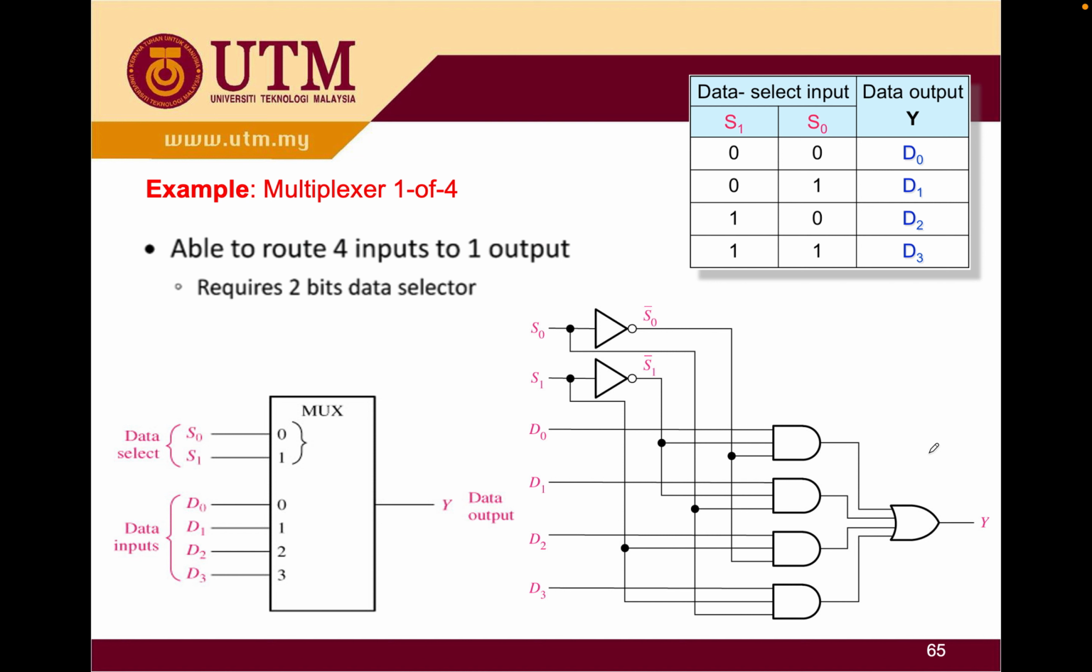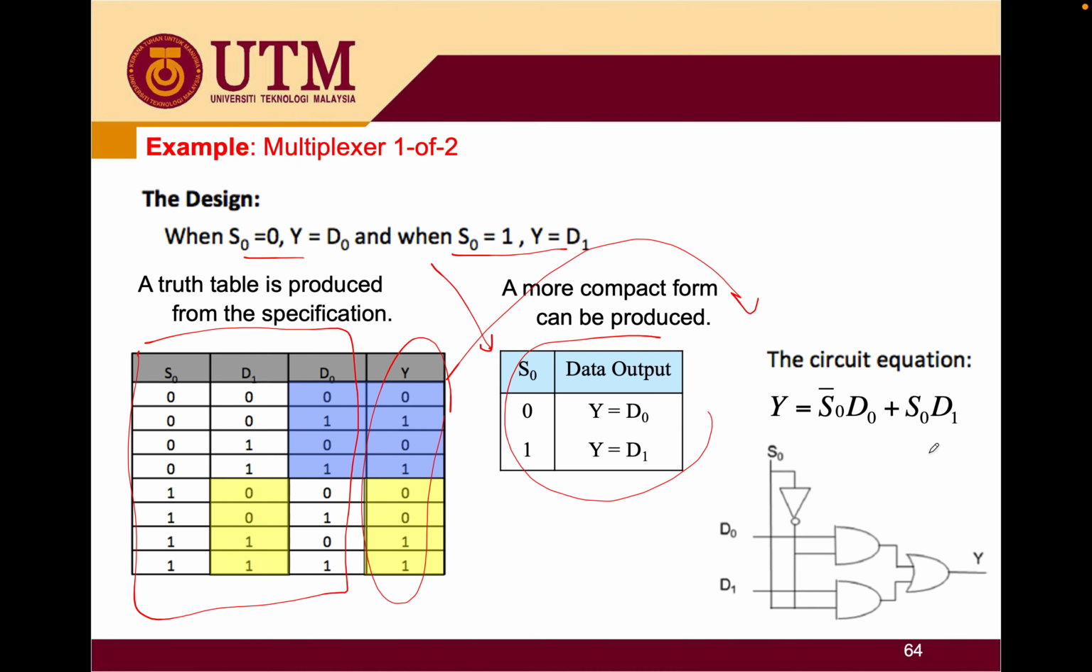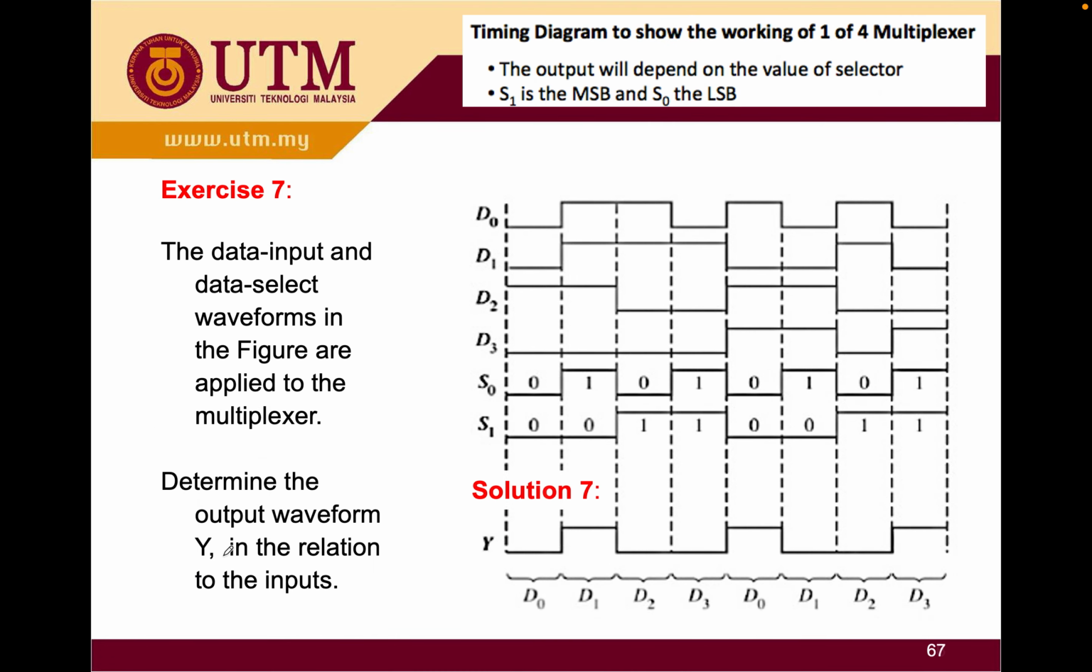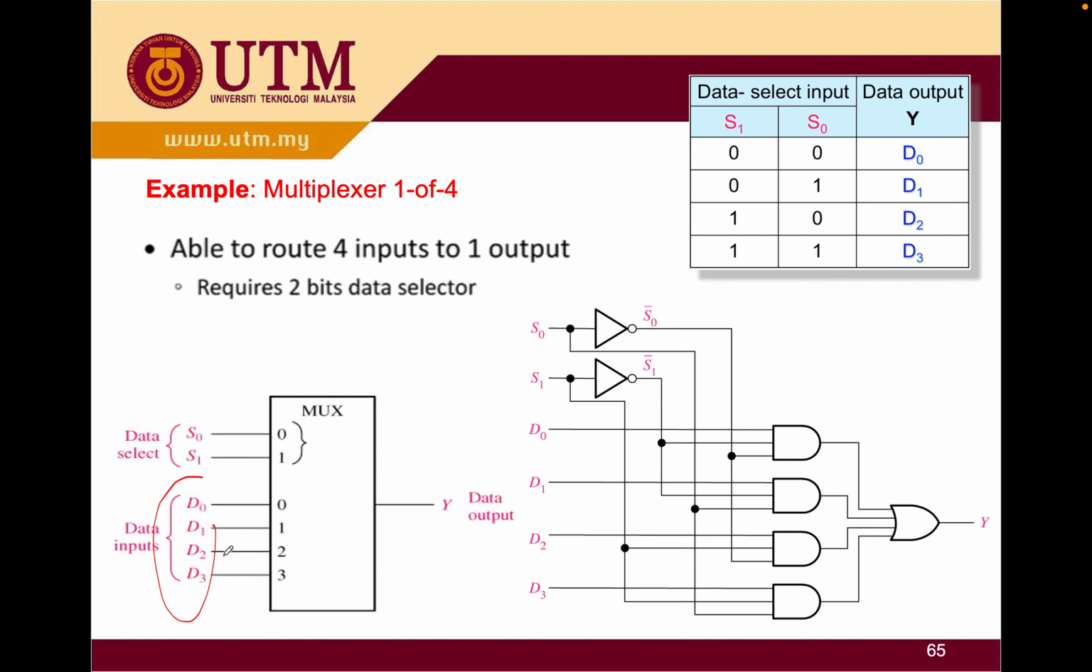Okay, just now you had MUX 1 of 2. Now you have 1 of 4. From 4 input data here, you're going to have 1 output only. So wow, you have 6 altogether for the input side. It's quite a long truth table. You can try to come out with your own truth table.